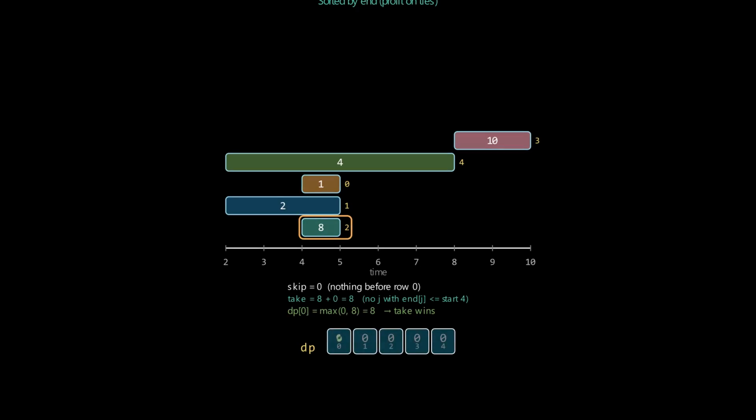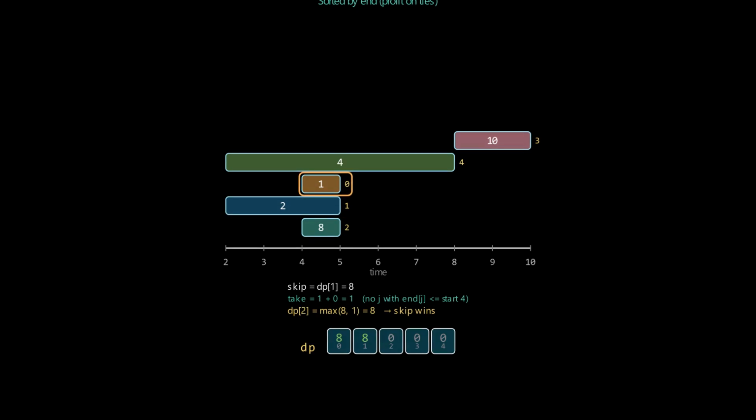Row 0 after sorting. Skip means take no job here, value 0. Take means grab this profit 8 with no earlier job that already finished, so 8 plus 0. The better of 0 and 8 is 8, so DP at 0 is 8. Row 1 starts at time 2. No earlier row ends at or before 2, so take is only its profit 2. Skip carries the running best 8 from the cell on the left. 8 beats 2, so DP at 1 stays 8.